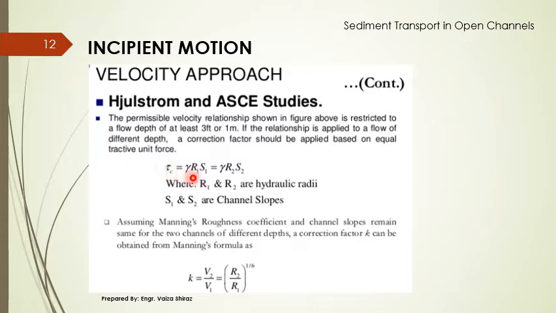Critical shear stress, gamma R1 S1 is equal to gamma R2 S2, where R1 and R2 are the hydraulic radius or hydraulic mean depth. S1 and S2 are the channel slopes. You can assume the Manning's roughness coefficient and channel slopes remain the same for the two channels of different depths. A correction factor can be obtained by the Manning's formula as this. So you can use the standard equation for the velocity given by Manning, and by simplifying the equations for channel 1 and channel 2 with the different depths, after rearranging you will get this equation.